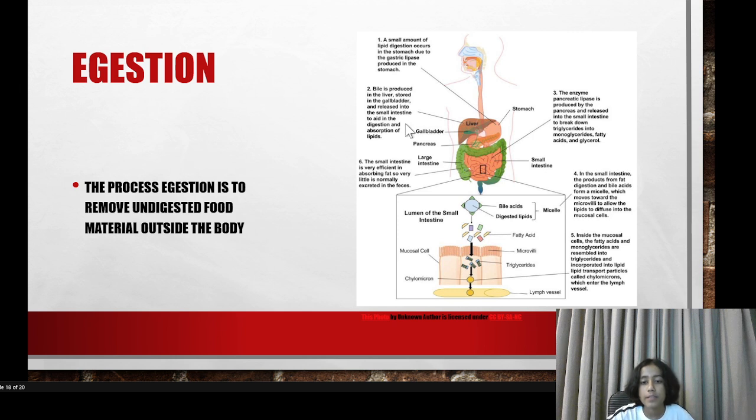So as you can see in this picture, this is the large intestine. So from here, whatever the food that we are eating goes out. So it goes out through the rectum and anus, and it just carries all the waste and throws it out.